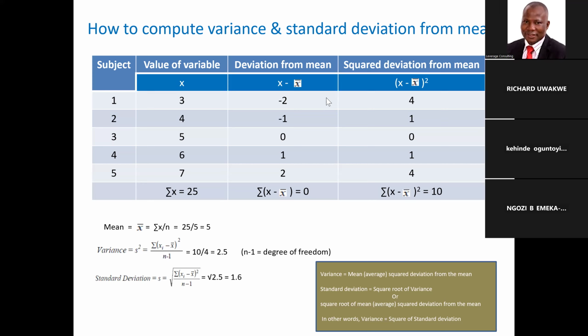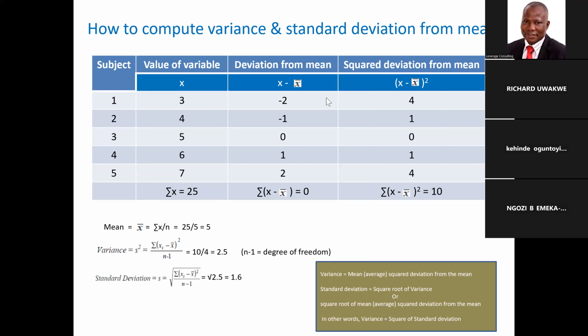So now, if you remove 5 from 3, it gives you -2, because the mean is 5. You are removing the mean from each value. 5 from 4 gives you -1. 5 from 5 gives you 0. 5 from 6, 1. 5 from 7, 2. When you remove the mean from a value that is lower than the mean, it gives you negative. The one equal to the mean gives you 0, of course. The one more than the mean gives you positive. This is what we call deviation from the mean, that is, how each value differs from the mean.